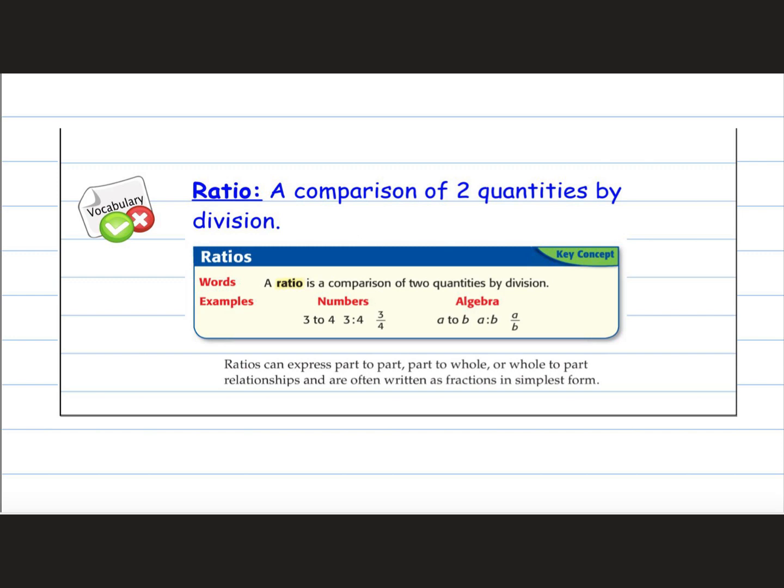A ratio is a comparison of two quantities by division, and we can write this in a couple different ways, which are shown here. So you could write it as 3 to 4, you could write it with the colon in between, you could write it as a fraction, 3/4. Most commonly for math, we are going to be writing them as fractions, but it's just comparing two quantities. Simplify.